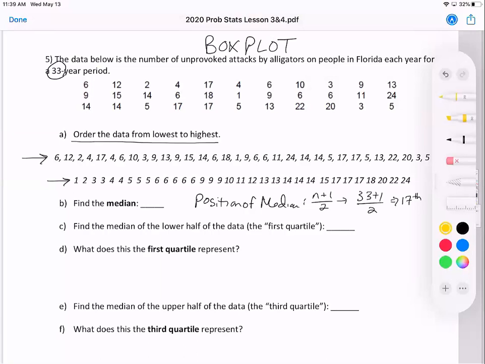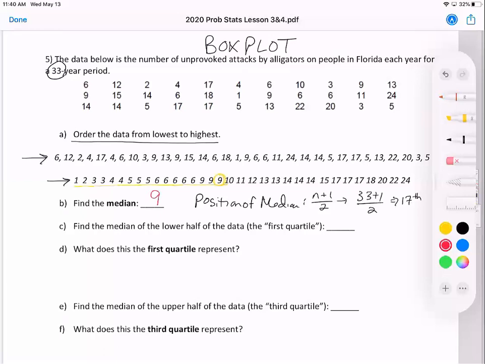So if we count, we have 1, 2, 3, 4, 5, 6, 7, 8, 9, 10, 11, 12, 13, 14, 15, 16, 17. So the median would be 9. That is the 17th position. So the middle number is 9.